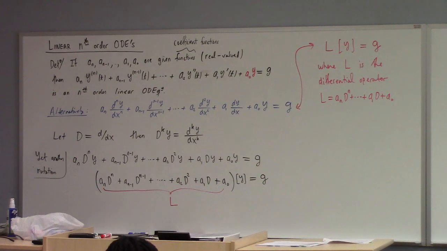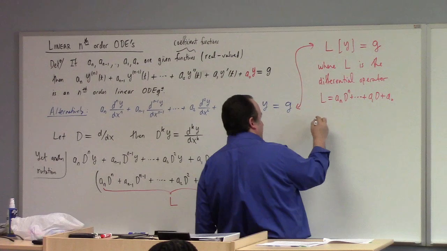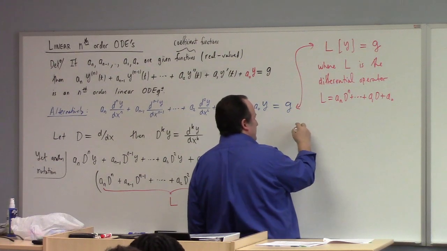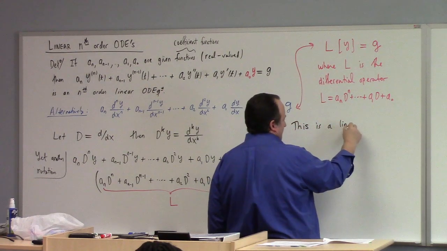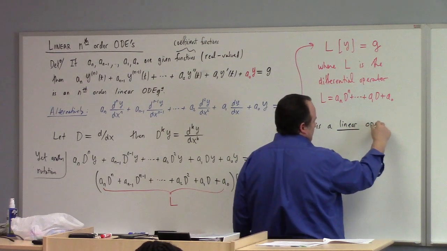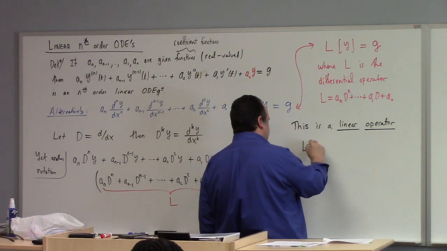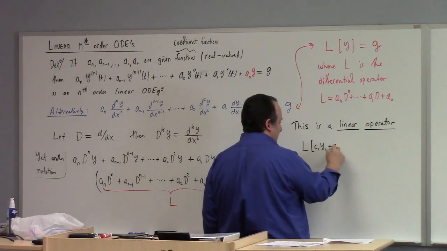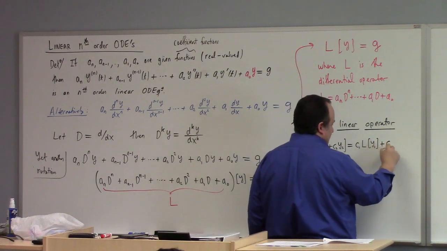But just a little bit of a preview for once we get past that: ultimately we want to understand what the structure is of this kind of operator. And I'll just give you a spoiler. You can see this already. This is a linear operator. And what that means is that it has the following property. If I take L of C1y1 plus C2y2, that is actually C1 L of y1 plus C2 L of y2.